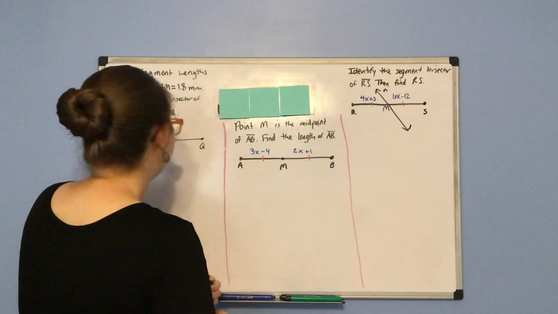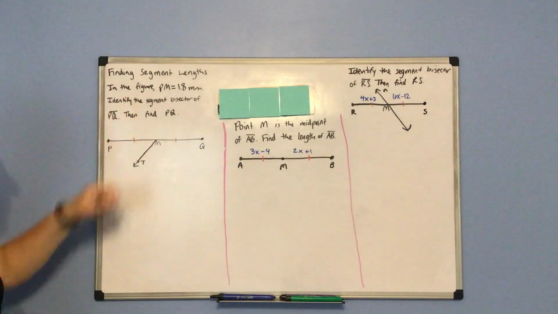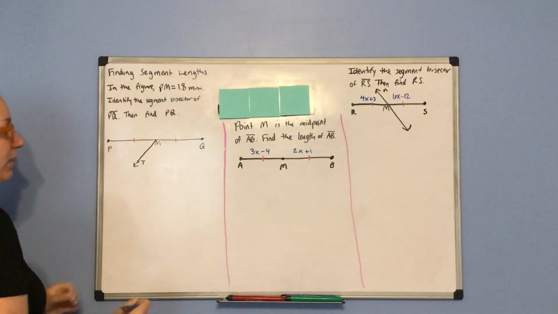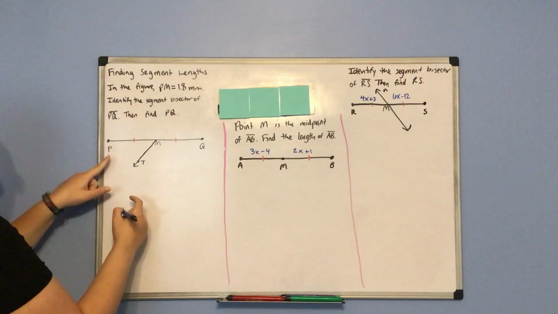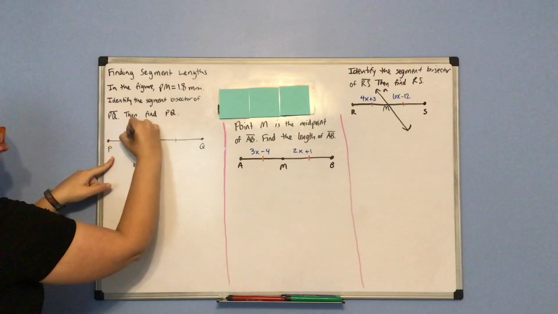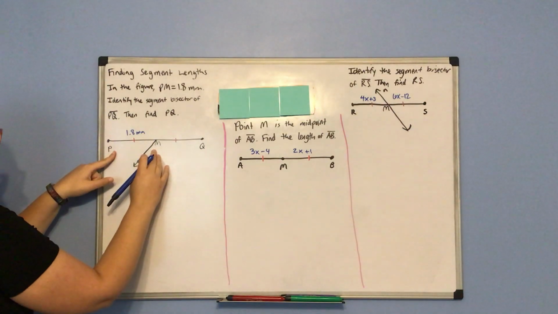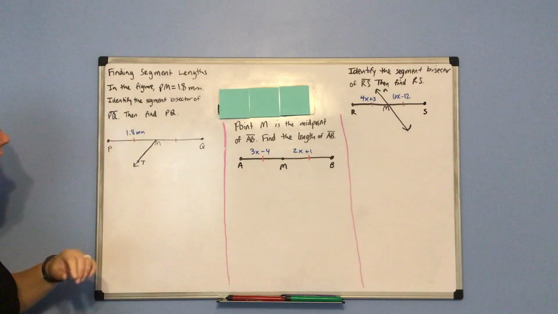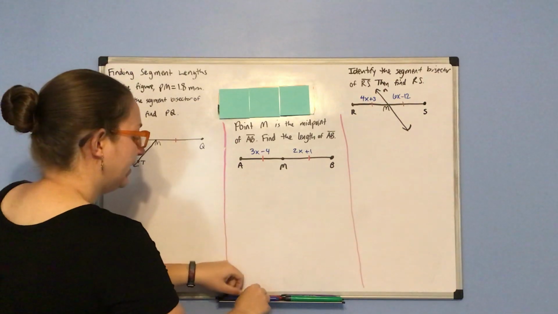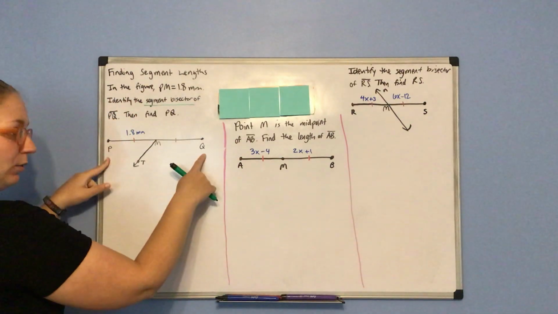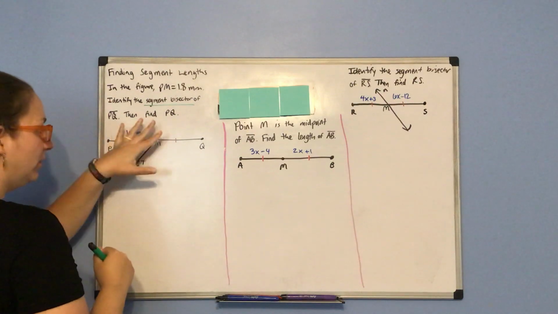Let's dive right in. So in the figure, PM equals 1.8 millimeters. If they give me a length like that, I like to write it down. So PM goes from P to M. That means this piece right here from P to M is 1.8 millimeters. They want us to identify the segment bisector of PQ, so this whole part, and then find PQ.